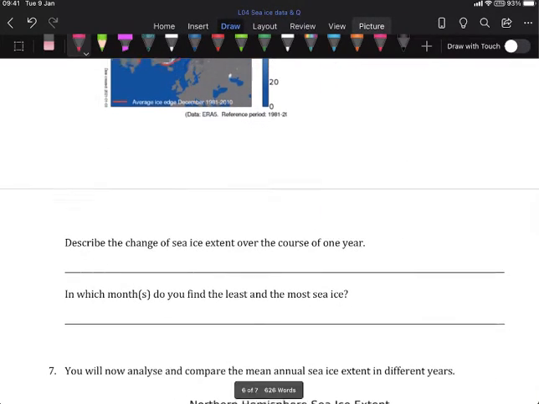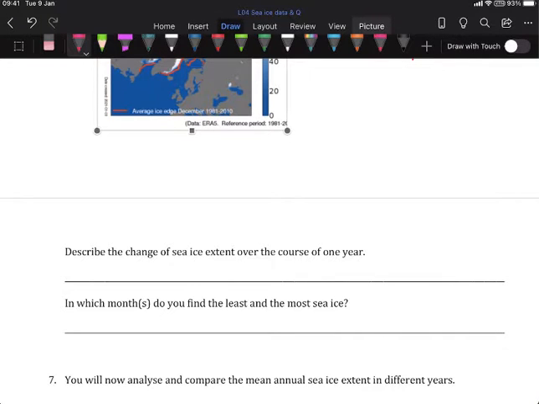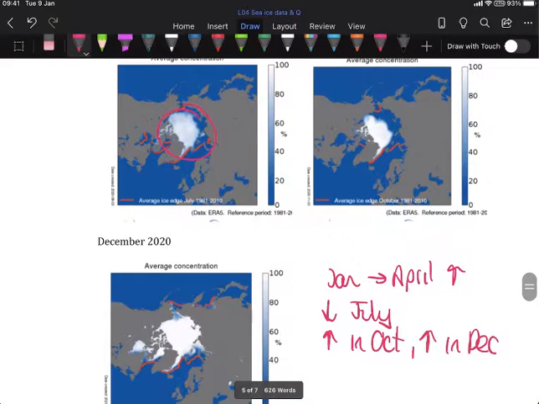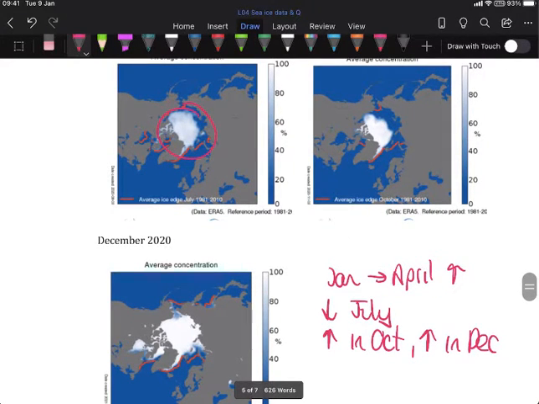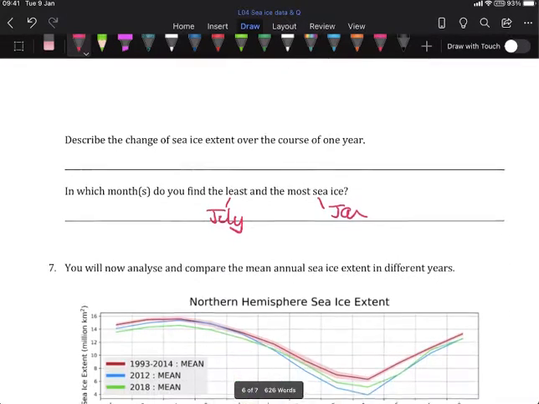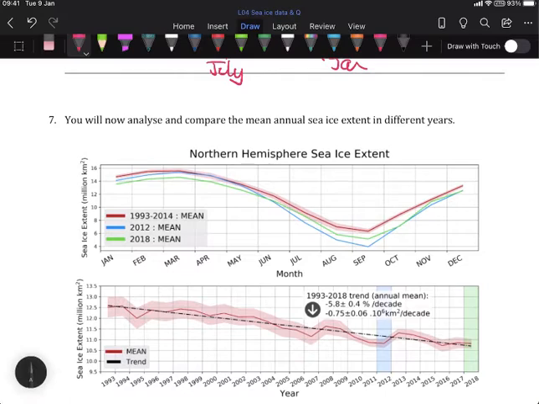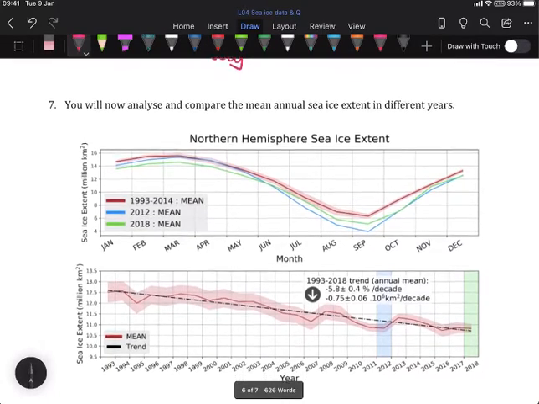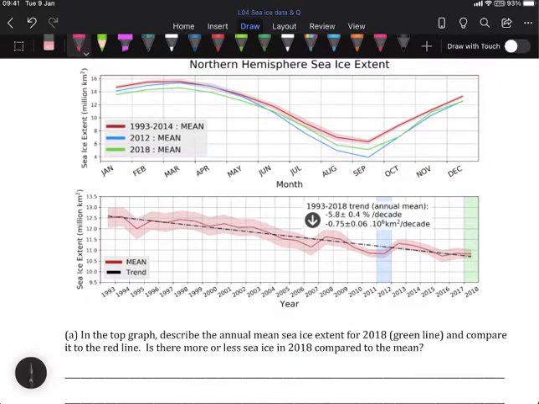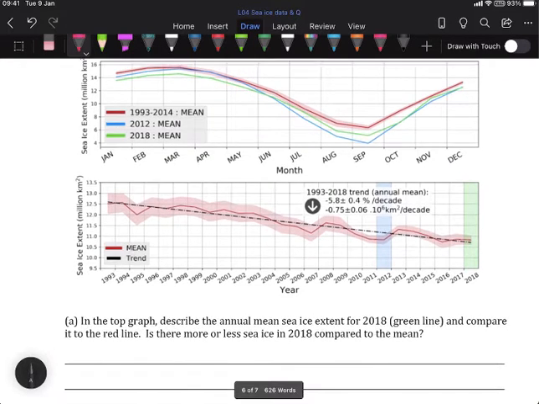Then the question, what months do you find the least sea ice? And I think that is in July, again, for the intensity of the color in there versus October. So while it looks spread out in July, there is a lot less of it in terms of intensity. And the most sea ice in this one, I think, looks like it's in January. Now, this then asked you to compare the sea ice over the years, and the green line is a mean line, an average of your data. So in the top graph, describe the annual sea ice extent for 2018 and compare it to the red line.